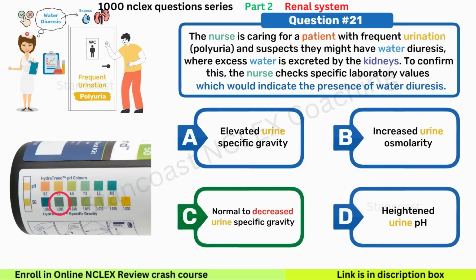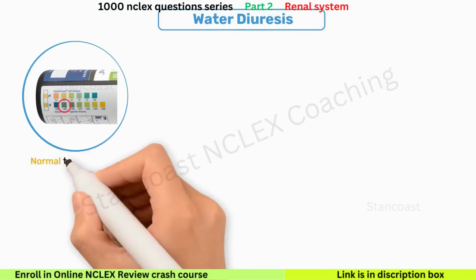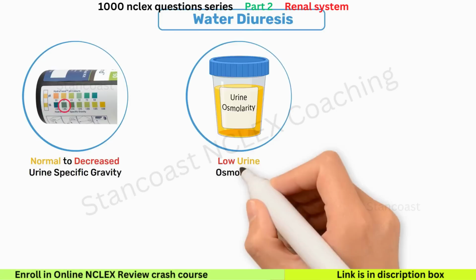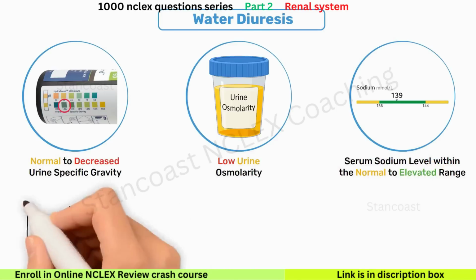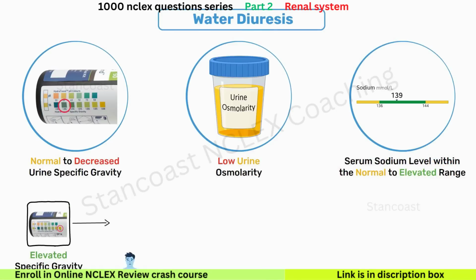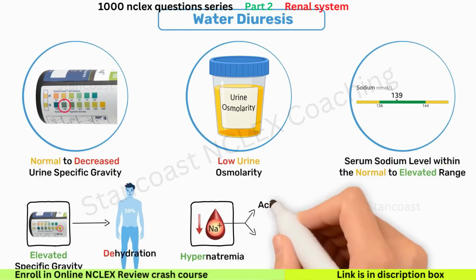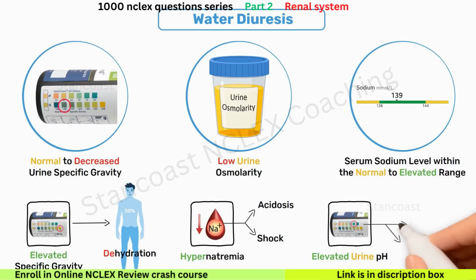Normal to decreased urine-specific gravity. Water diuresis is associated with a normal to decreased urine-specific gravity alongside low urine osmolarity and serum sodium level within the normal to elevated range. Elevated specific gravity typically signifies dehydration, while hypernatremia may indicate acidosis and shock. An elevated urine pH can result from factors such as potassium deficiency, a high-protein diet, or uncontrolled diabetes.